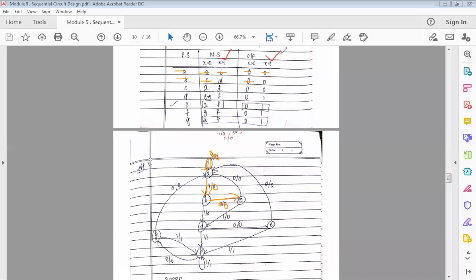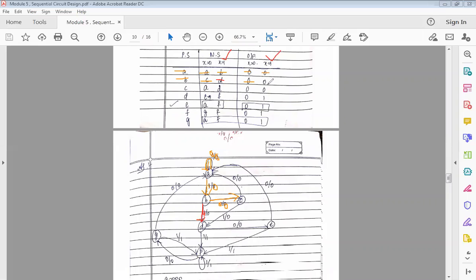Understood? Yes, sir. Now I got it. So here, let's see, B is going to D when input is 1. B is going to D when input is 1. Okay, so this part is done.